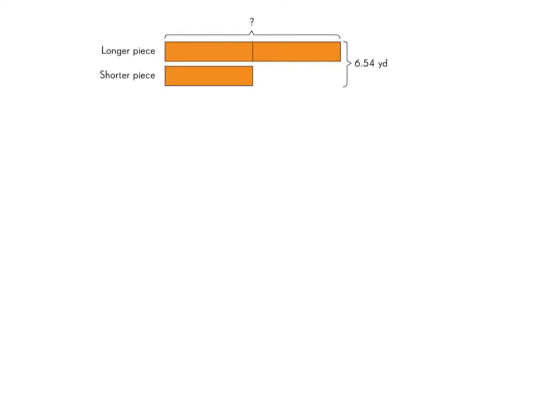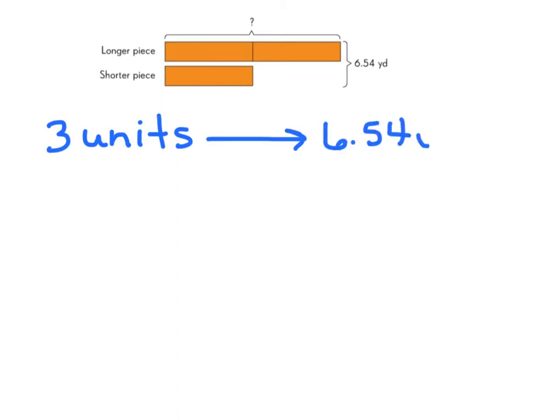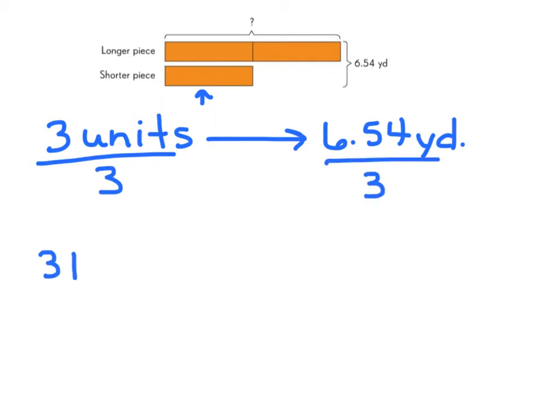Right, so our model here shows the 3 pieces that result after we cut the longer piece of metal. So what we have here are 3 pieces, or 3 units, that equal 6 54/100 yards. If we want to find the length of 1 unit, which would be the length of the shorter piece, we need to divide both sides by 3. So let's divide 6 54/100 by 3 and see what answer we get.